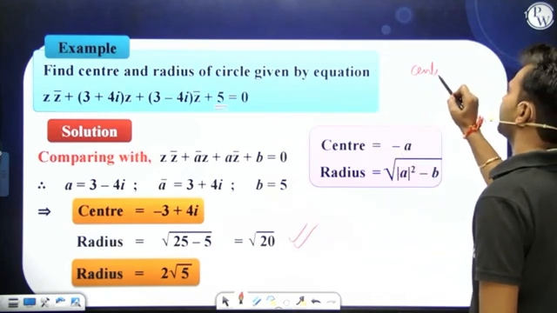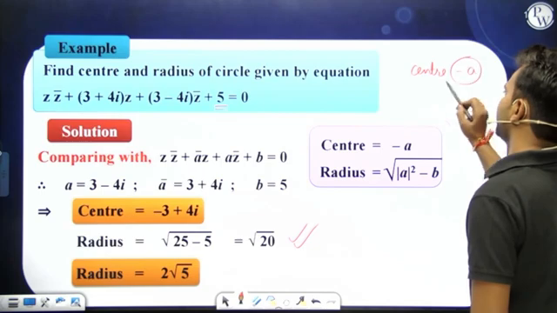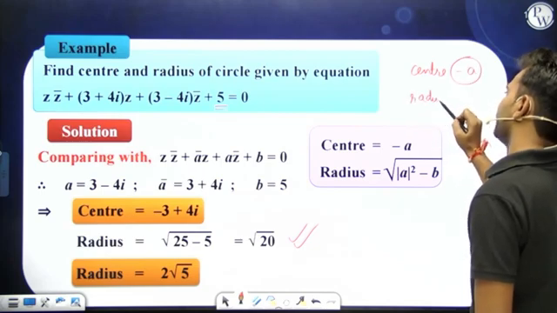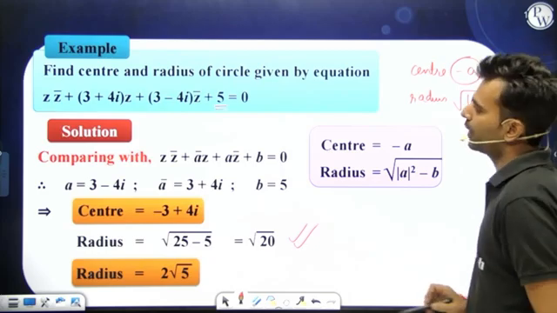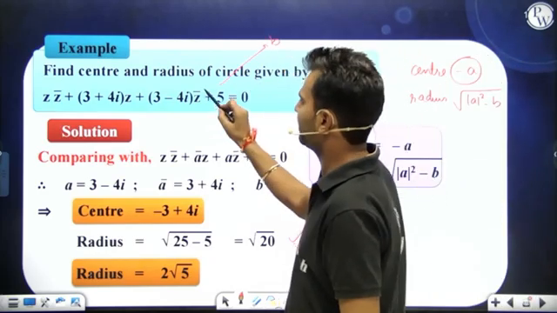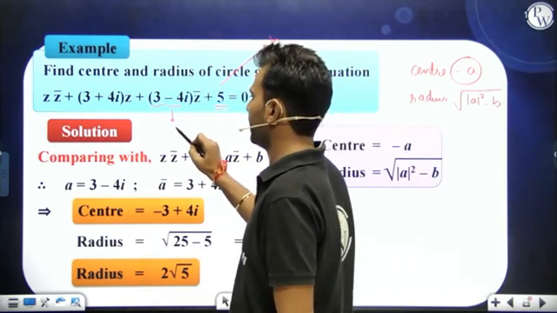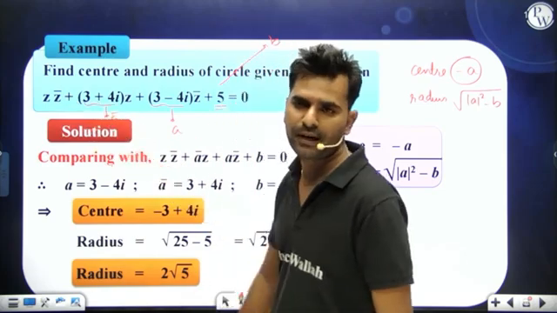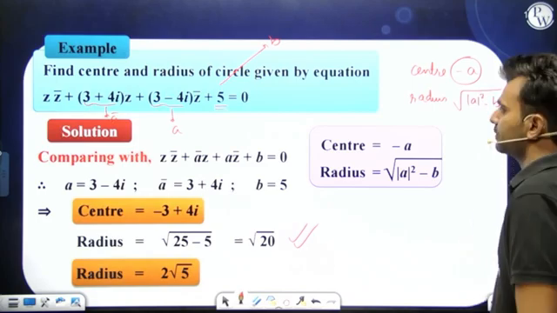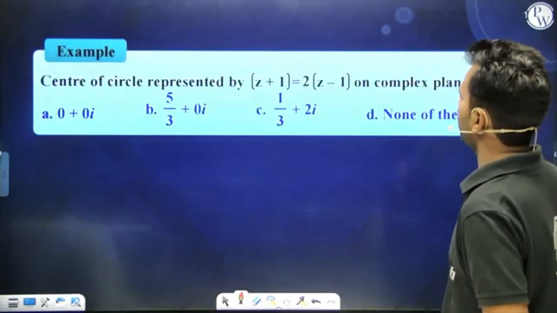Remember, the center is nothing but minus a and the radius is nothing but under root of mod a square minus b. This value is nothing but b. Whatever is written along with the z bar has to be your a. Whatever is written with z has to be your a bar, and z into z bar has to be there, right? That's it.